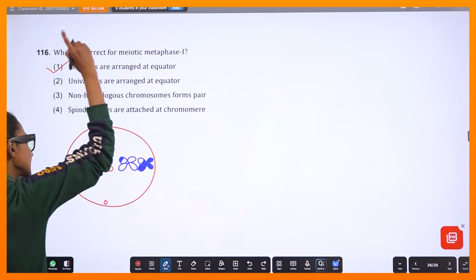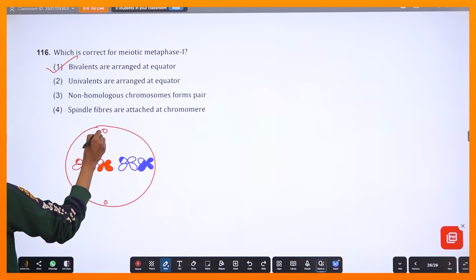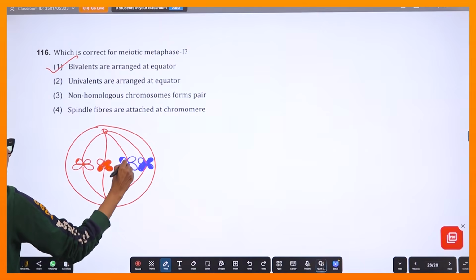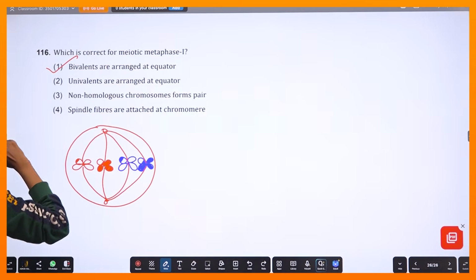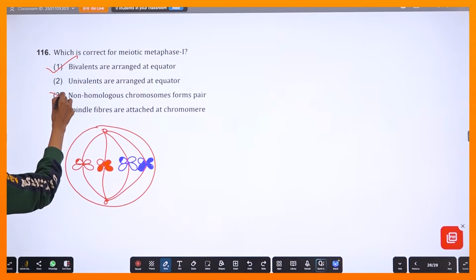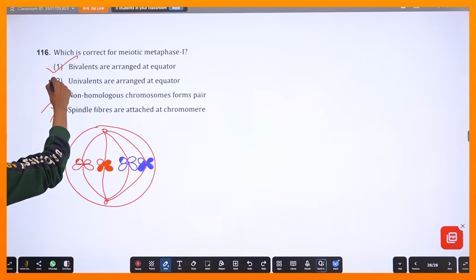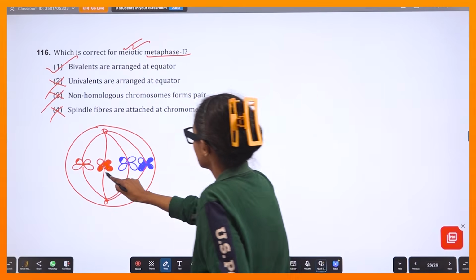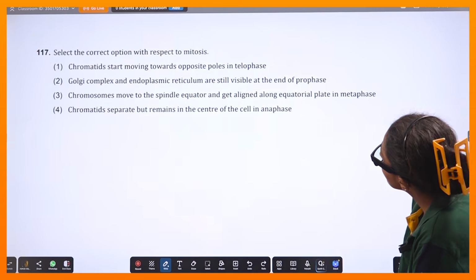Similarly, crossing over might have taken place in the other pair. Do you see this? So, bivalents, non-homologous chromosomes form a pair. False. This will be done in prophase. They are talking about metaphase 1 in meiosis, so crossing over and then they will arrange. Yes. Fine.